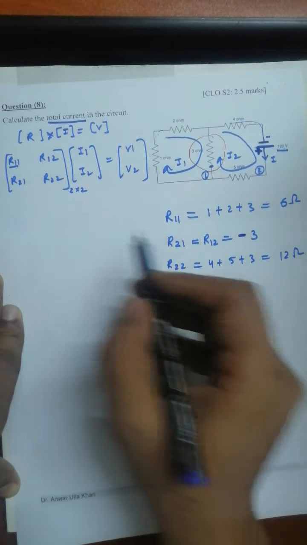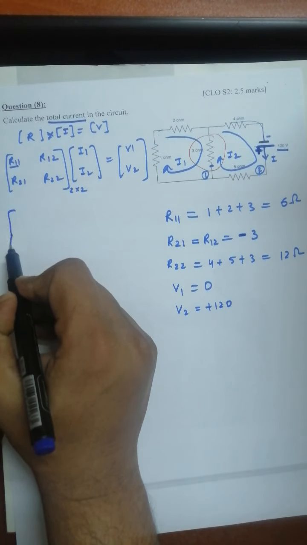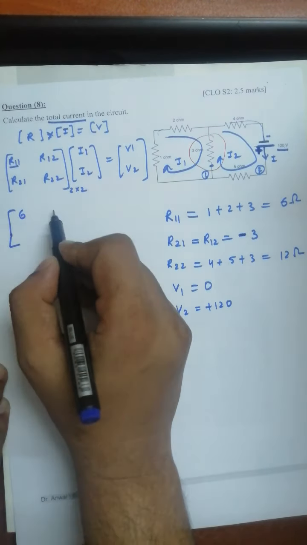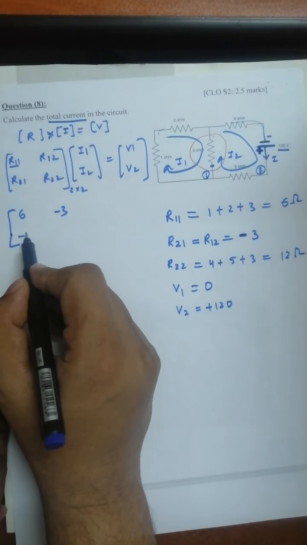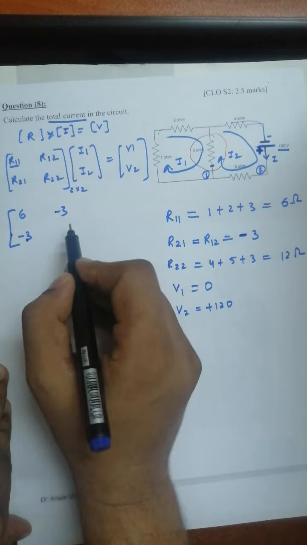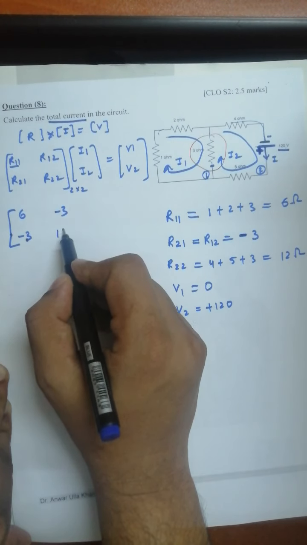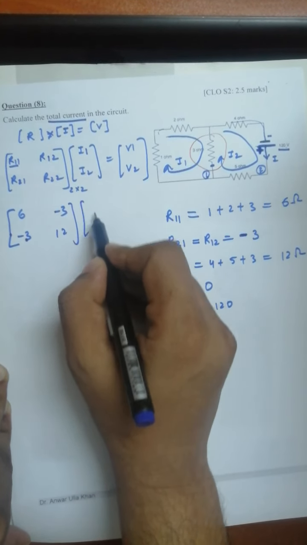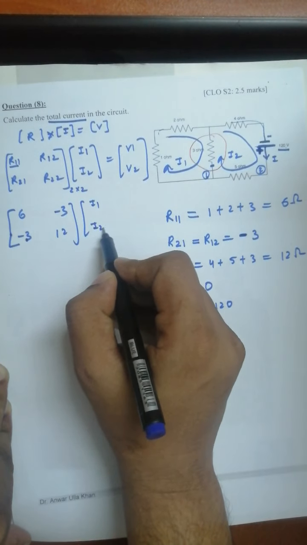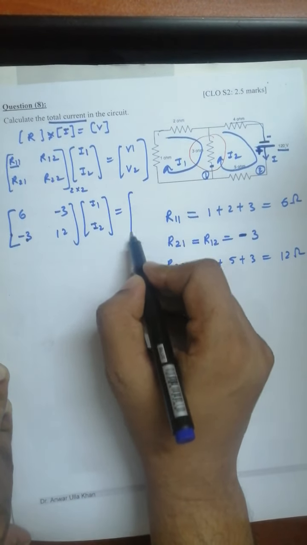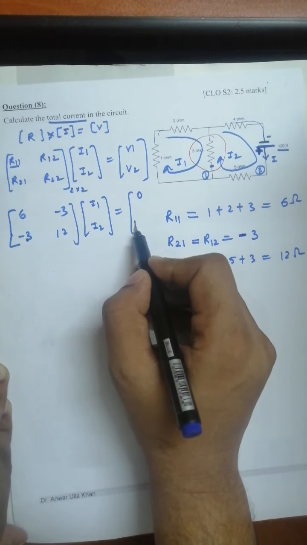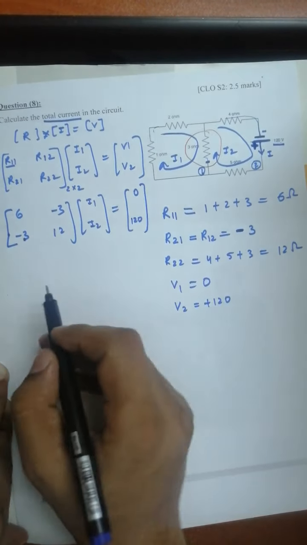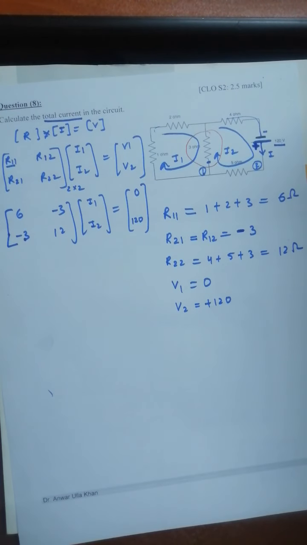Now we will write all these values. R11 is 6, R12 is minus 3, R21 is also minus 3, and R22 is 12. This is I1, this is I2. V1 is 0, and V2 is 120. Now you can use your calculator to solve this.